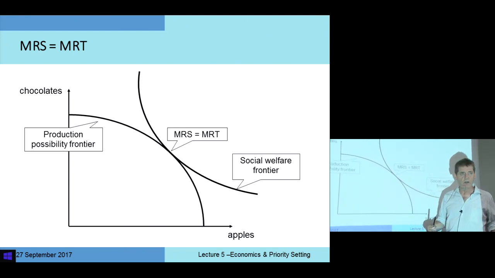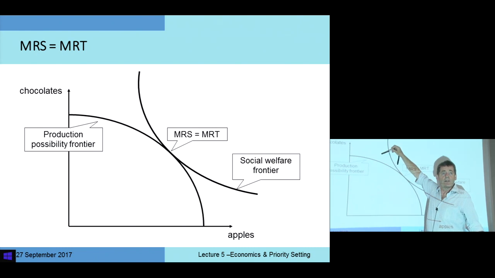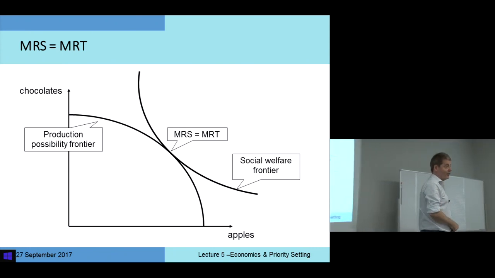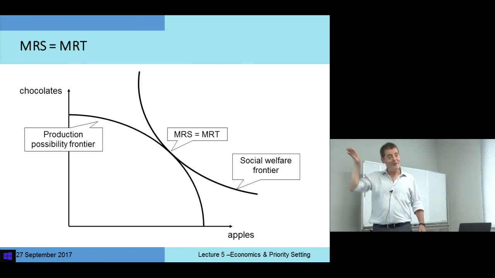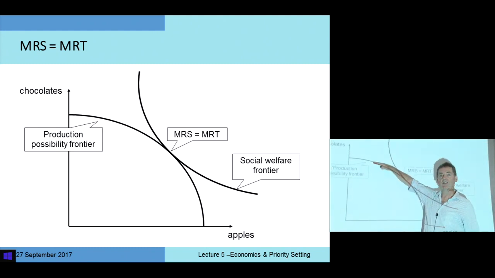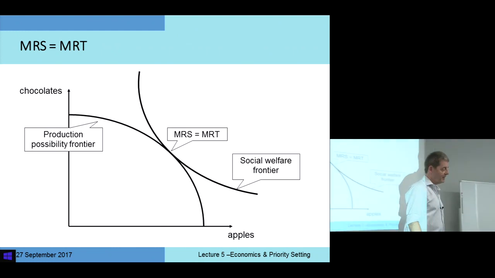What we can't do, we can't produce up here. Up here, the combination of apples and chocolate, we don't have enough resources to produce. So we can produce here. Well, the marginal rate of transformation in the economy is given by the slope of this frontier. Because the slope is showing, as we produce less chocolate, how many more apples we get. So it's a marginal rate of transformation.